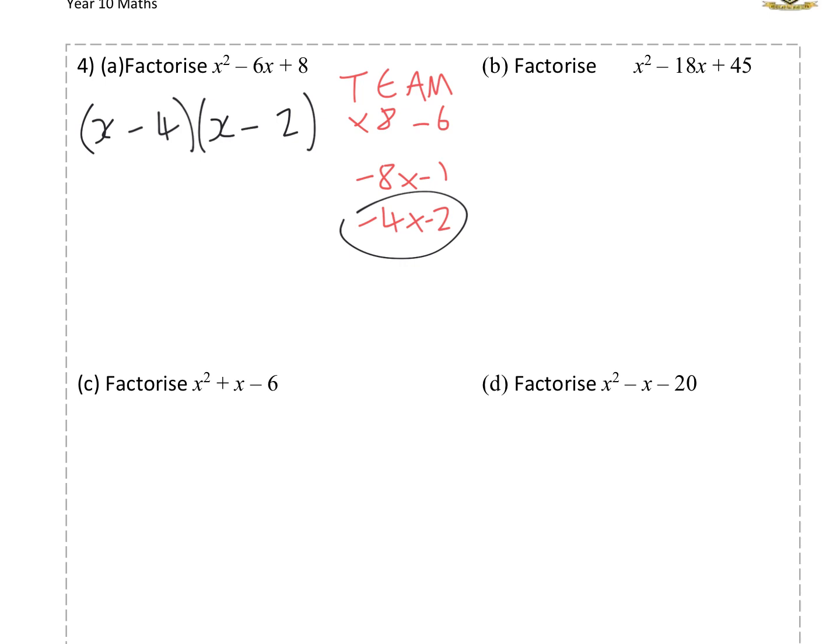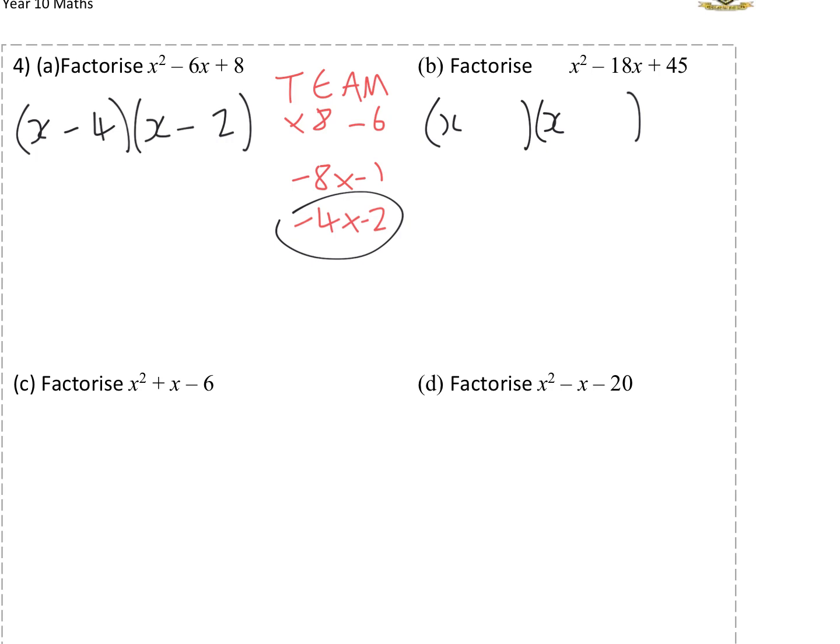Part B, we've got x squared minus 18x plus 45. There's no common factor, so it's double brackets. X times x will give us the x squared. How do we get the other two? We think of our team. Times to give the end number, which in this case is 45. Add to give the middle number, which is minus 18.